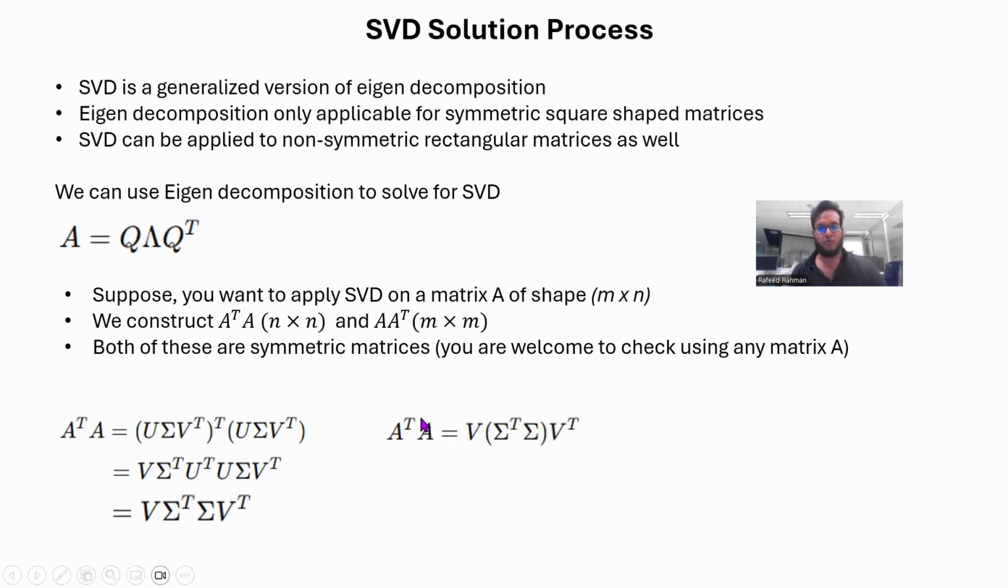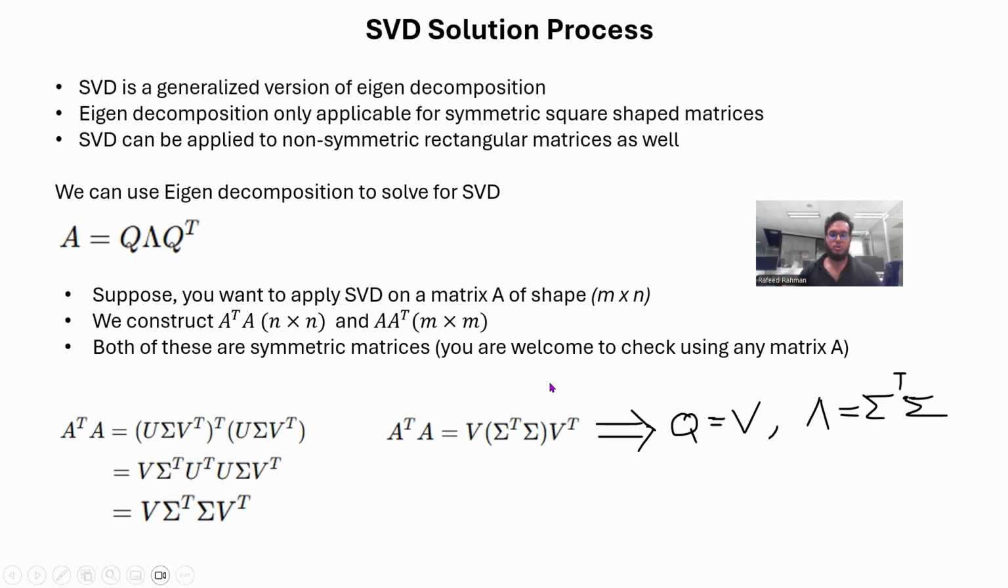If you actually look at the similarity between this right-hand side part and this right-hand side part, you are going to see that Q is actually equal to V in the Eigen decomposition, and the lambda is actually equal to sigma transpose sigma. That means we have successfully been able to detect the V matrix of the SVD through Eigen decomposition of A transpose A. And this is the square of the singular values. So if we just take the square root, we are also going to get back the singular values.